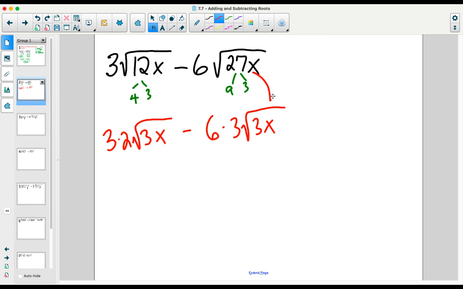We didn't touch the x. That 3 still left over. That 9 turned into a 3. We didn't touch the x. That 3 is still left over. That 4 turned into a 2, as we took its square root.